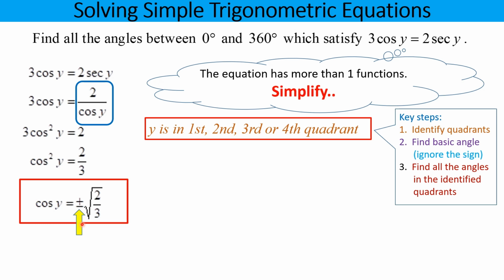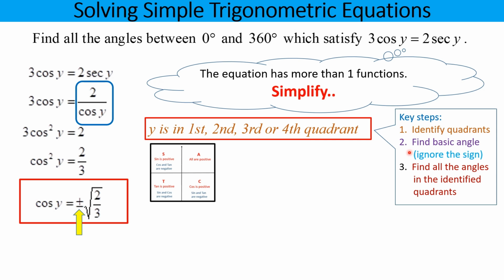If you do a bit of thinking, let's go through ASTC. When we go through ASTC, you will notice that when cosine is positive, it will be in the first and the fourth quadrant. But when cosine is negative, then it will be in the second or the third quadrant. That is the reason why the angle will be in all the 4 quadrants. With this, we move on to finding the basic angle.